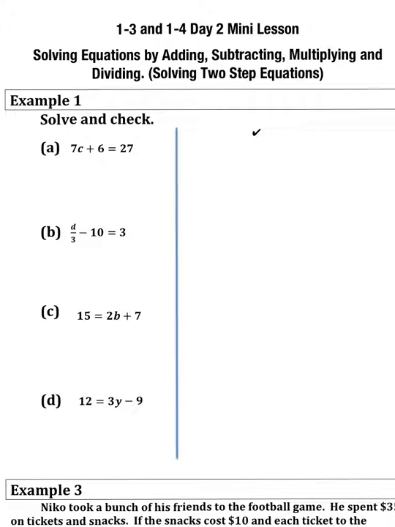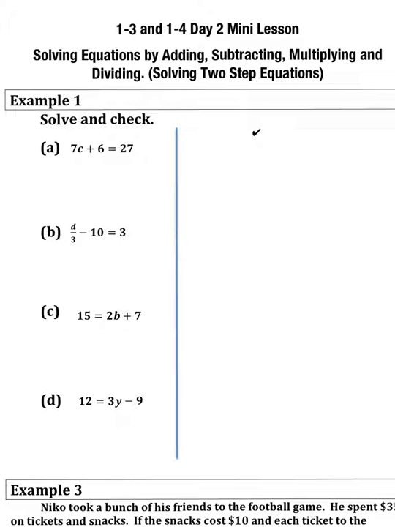Hello, today we're looking at lesson 1.3 and 1.4, day 2, and we're looking at solving equations by adding, subtracting, multiplying, and dividing, and these are specifically solving two-step equations. So throughout the entire lesson, we're going to be thinking about how we can use inverse operations in order to isolate the variable, and the check step is very important with two-step equations because there's several more places where you could make an error. So let's begin.